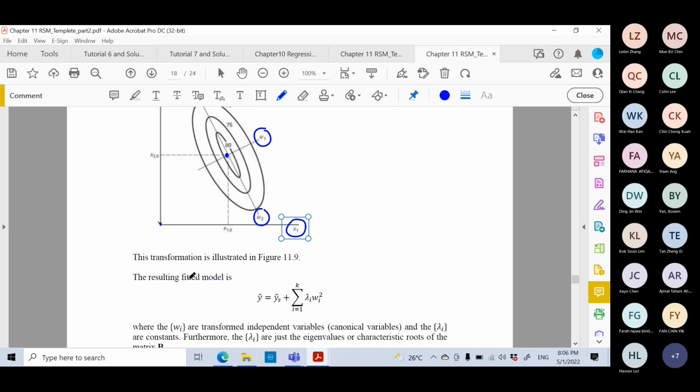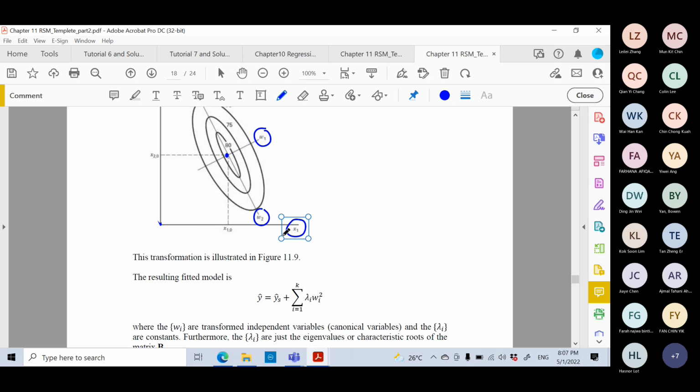The resulting fitted model will have the following form, where the fitted model equals the fitted value at the stationary point plus lambda i multiplied by w i squared. So after you transform, it's no longer x1, x2 anymore. It's actually w1 and w2.